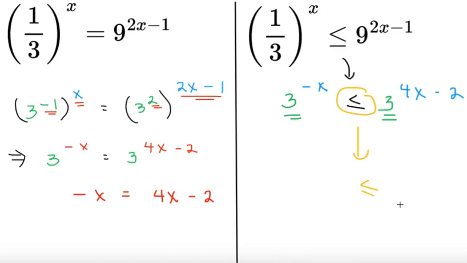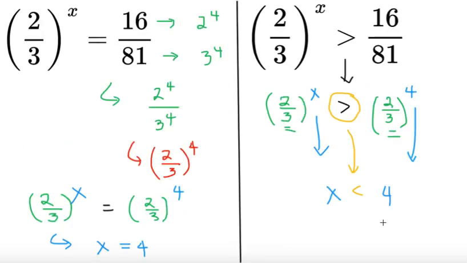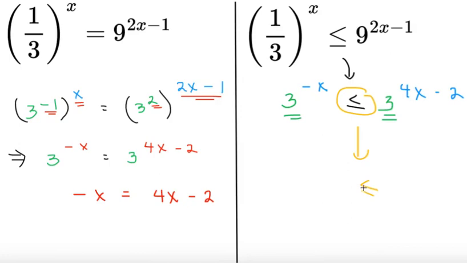Now we're going to relate the exponents. We won't immediately get an answer as we did in the first two examples, but it's going to be the same thing. We're going to relate negative x and 4x minus 2 with this less than or equal to sign. Now what's the last step? Same thing, solving for x. So it's just solving for x in an inequality now. So negative x is less than or equal to 4x minus 2.